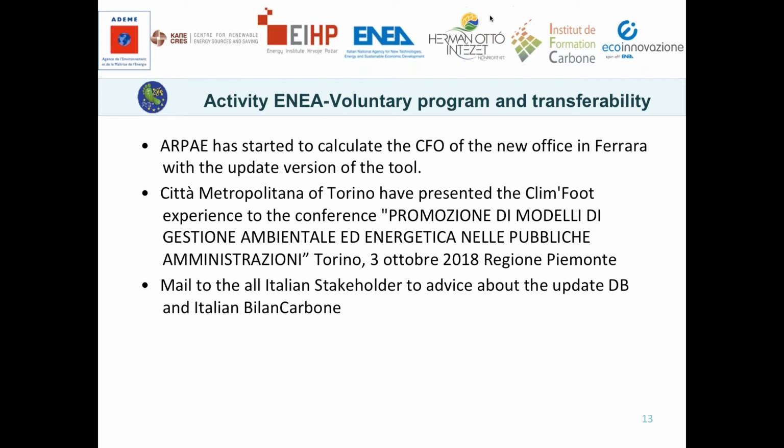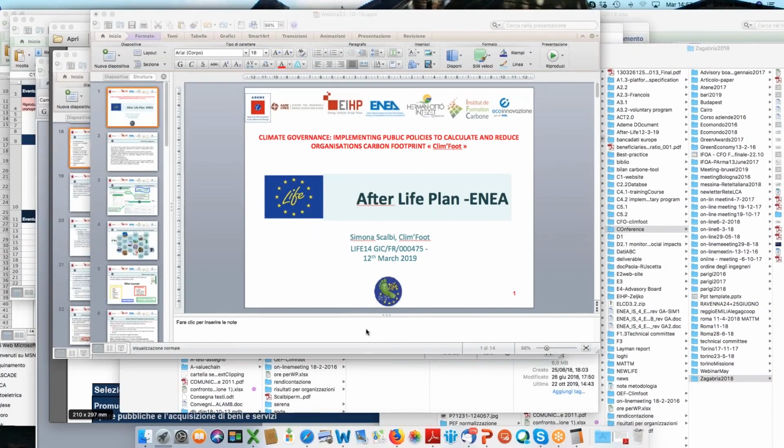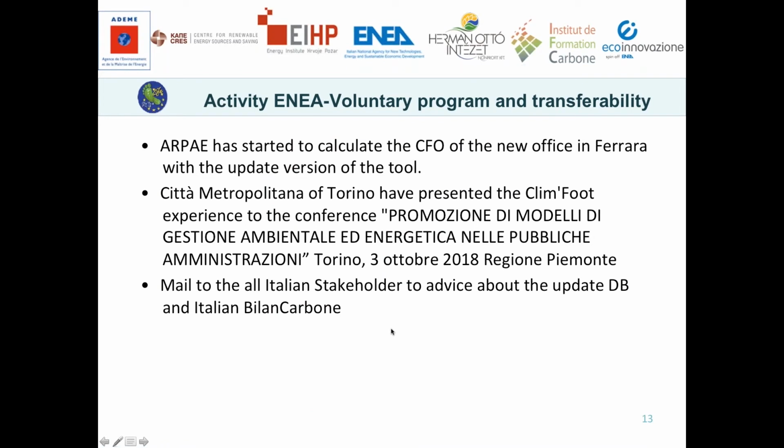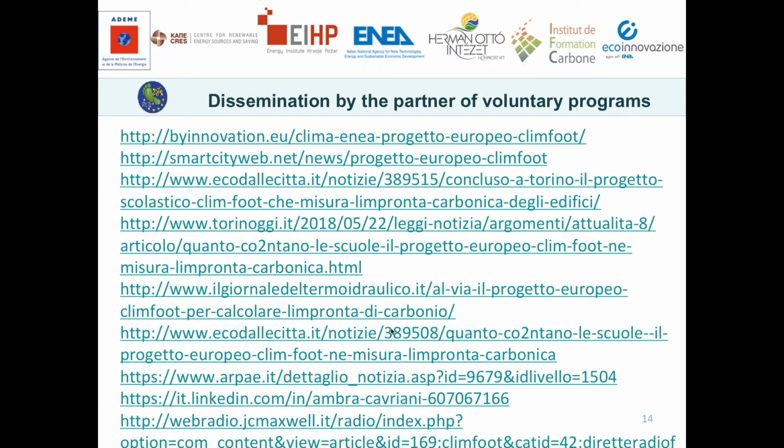Moreover, Città Metropolitana di Torino presented the experience in 3 conferences, and we are continuing. We are creating a network among Clim'Foot partners, and sometimes we send them updates on the project. These are all the dissemination actions promoted by the organizations involved in the Clim'Foot project. These are not news of ENEA, but news of the organizations involved in the Clim'Foot project.